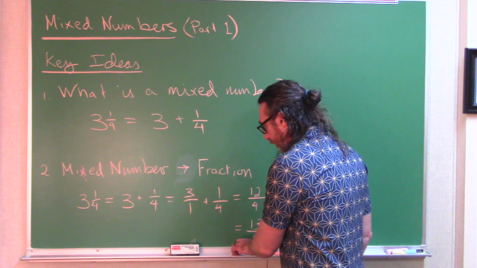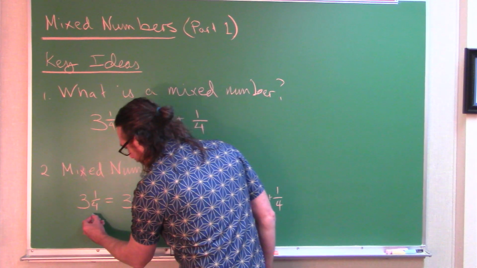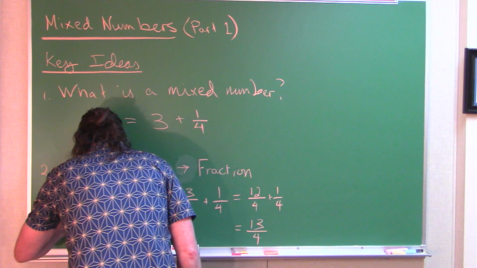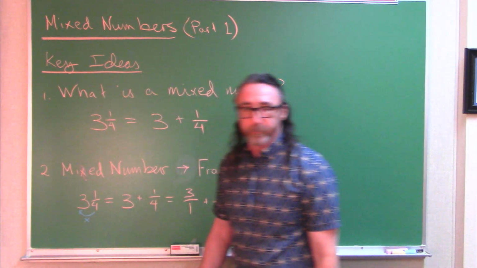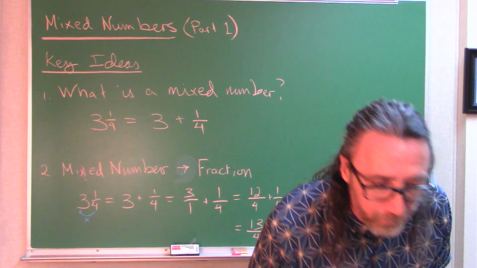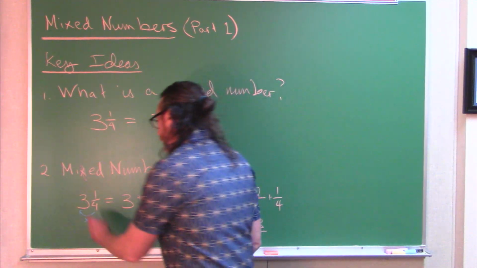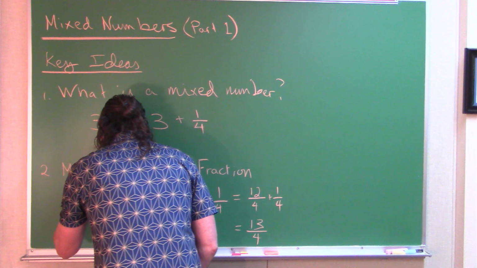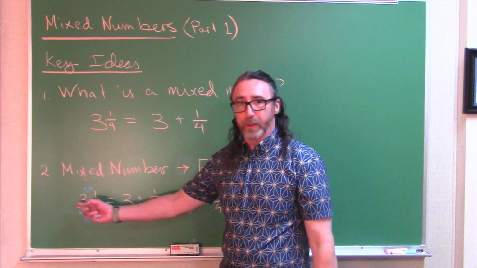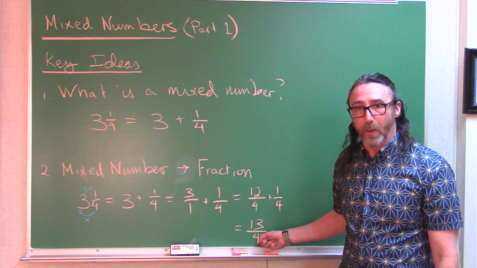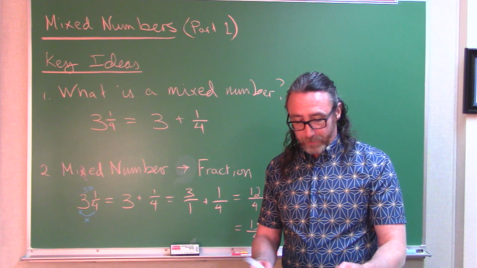Okay, now I'll show you a little trick here to avoid doing all these steps. What I typically do is I take the denominator here, I multiply by this whole number part. Is that showing up there? Okay, good. So I take the 4, multiply by the 3, and then I add the 1. 4 times 3 is 12, plus 1 is 13, and then we put that over our denominator.